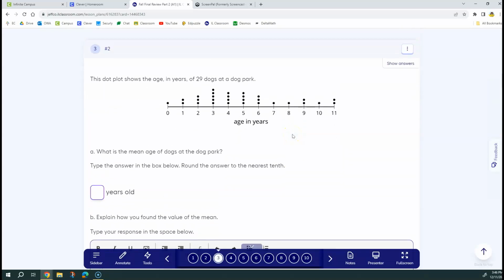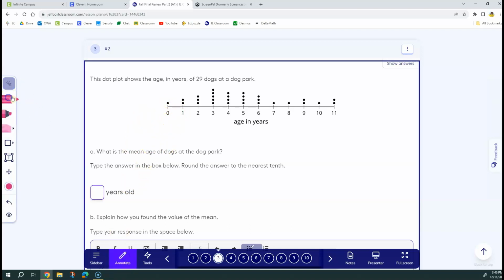Let's take a look at problem 2. Probably we'll need that calculator once again. So in this, we have a dot plot that shows the age in years of 29 dogs at a dog park. So each of these dots represents the age of a dog in years. So we can figure out the mean age because, once again, we can use our calculator. I'm just going to make some notes here for you. We've got one dog that is 0 years old, so we have 0 plus, okay, we've got 2 dogs that are 1 year old.